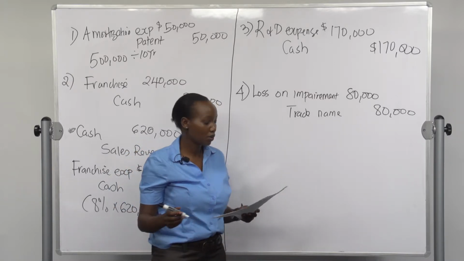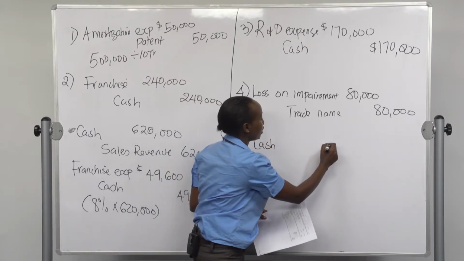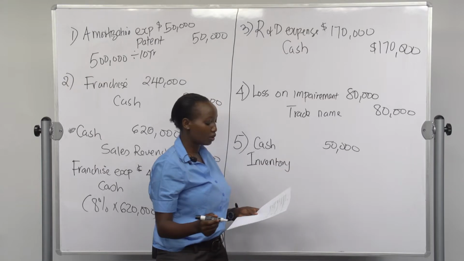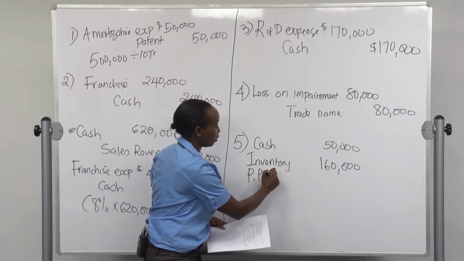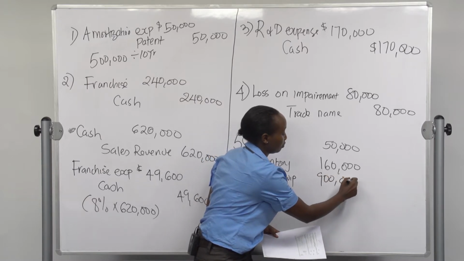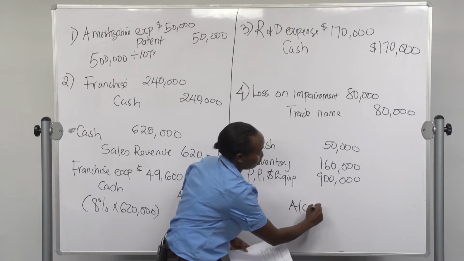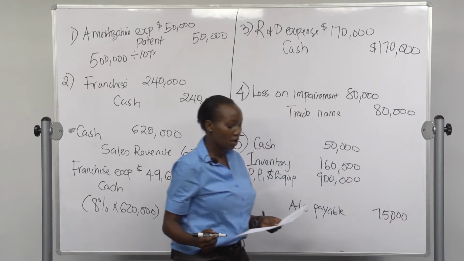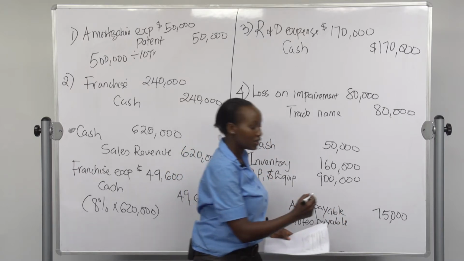So we need to record goodwill for the last one. Among the assets that we acquired, we have cash of 50,000. We also acquired inventory at a fair value of 160,000. We acquired property, plant, and equipment for 900,000. We also have some liabilities. Two of them: we have accounts payable, which has a value of 75,000, and we have notes payable for 175,000.